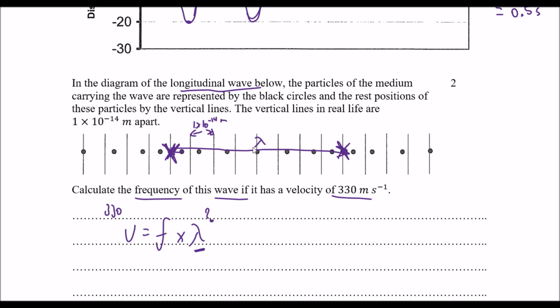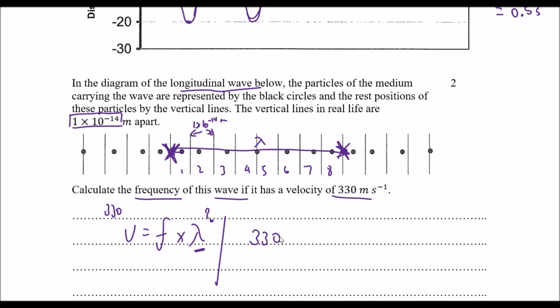But I can't really tell what the wavelength is because it's not stated to a scale. But I do know each space along these gaps is this value here. So let's count how many spaces from one compression to another. We have 1, 2, 3, 4, 5, 6, 7, 8. 8, okay? So let's substitute the values in first.